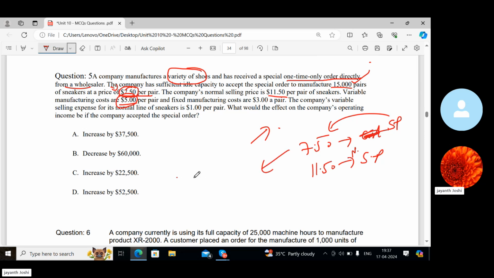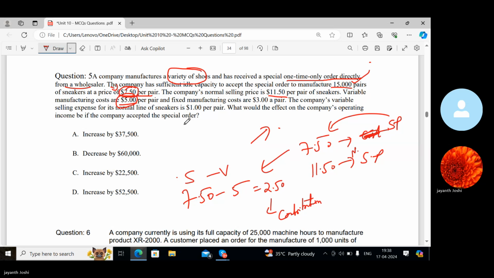So what is the contribution for the company? Sales minus variable cost. Variable cost. 2.50 is the contribution, correct? Variable cost is given to us.